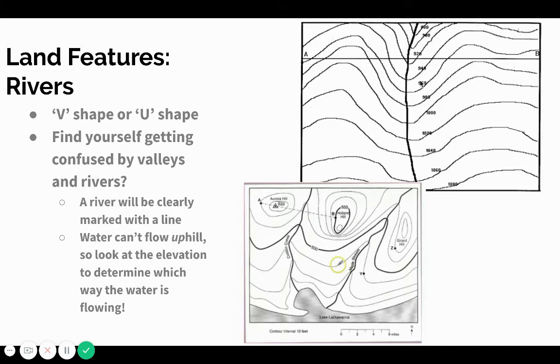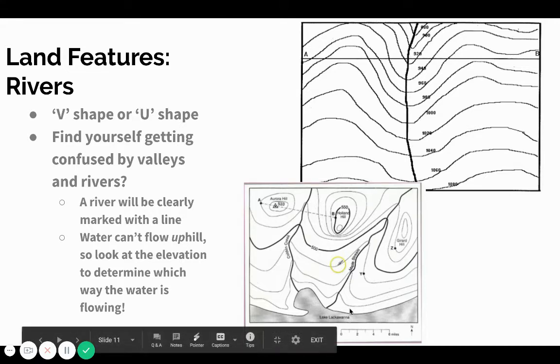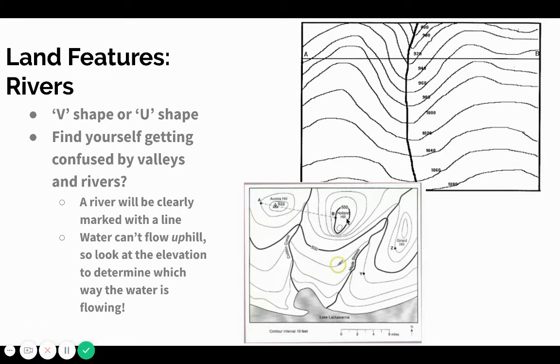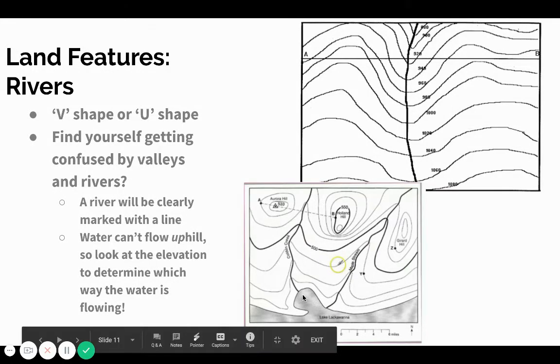So check this out. This looks like it's flowing this way, right? But if we look at our elevation, I have 1,000 here, then I have 1,020 and 1,040. Water's not going to flow uphill. It's actually going to be flowing this way. And the same here, I have 500 and 550 here. So even though it looks like it's flowing this way, I know based on this elevation that this water is actually going to be flowing this way. So don't get tricked, guys.